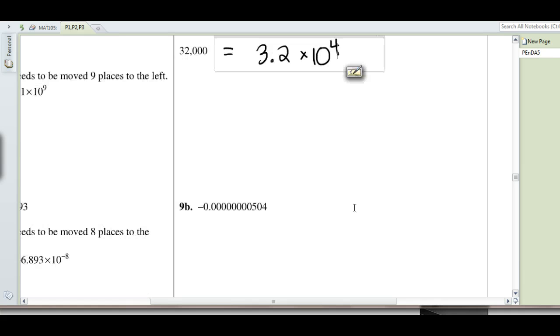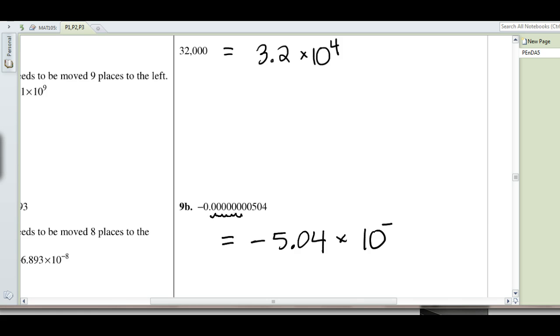Let's come down to 9b. So we've got a really, really tiny number here, and it's negative, so the negative just stays out in front. The only way to get a number with these 3 non-zero components is to do 5.04. And then we have to figure out, so this is a much bigger number than the number we started with, so we know our exponent of 10 is going to be negative. And then we've got to figure out how many places we moved the decimal. Well, you just count. 1, 2, 3, 4, 5, 6, 7, 8, and 9. So it's going to be 10 to the negative ninth power.